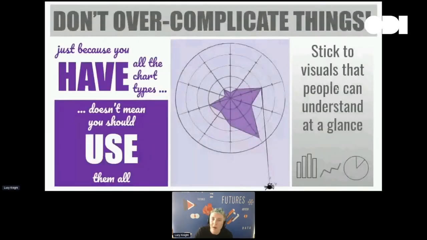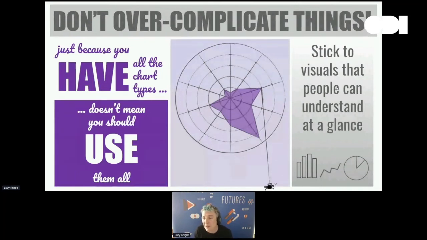Okay. Don't overcomplicate things. And now we have access to these awesome tools. Okay, this wonderful software that will help us do pretty much anything that we want to do and will never once stop us and ask if we're sure that it's a good idea. Okay. Just because you have access to all of these different chart types does not mean that you should use them. And this goes double for radar charts, which almost nobody likes.